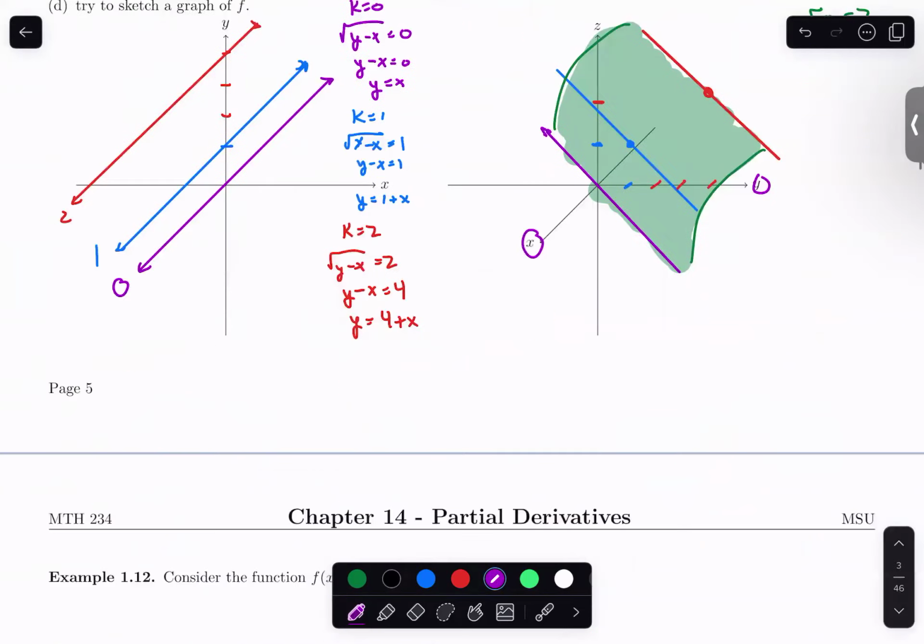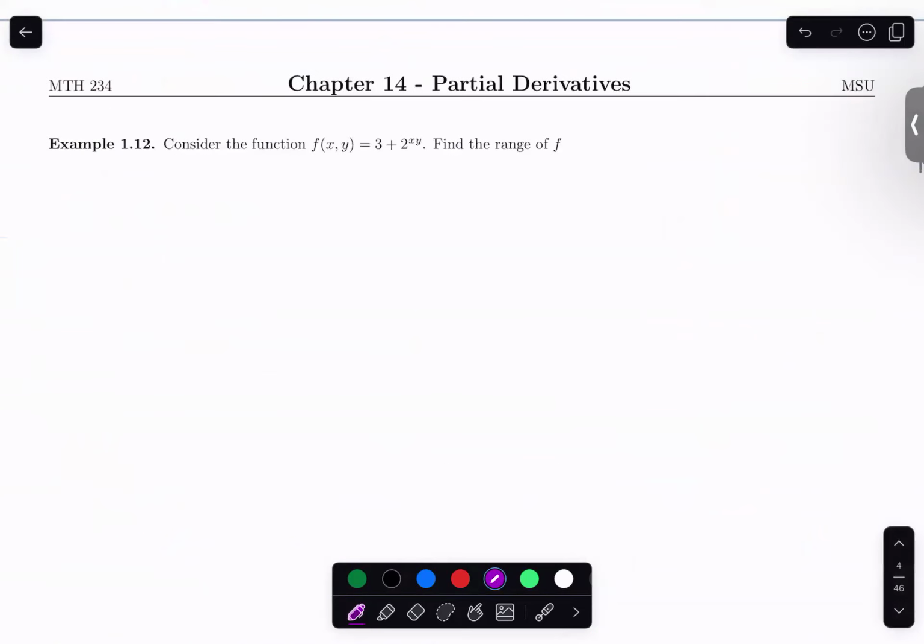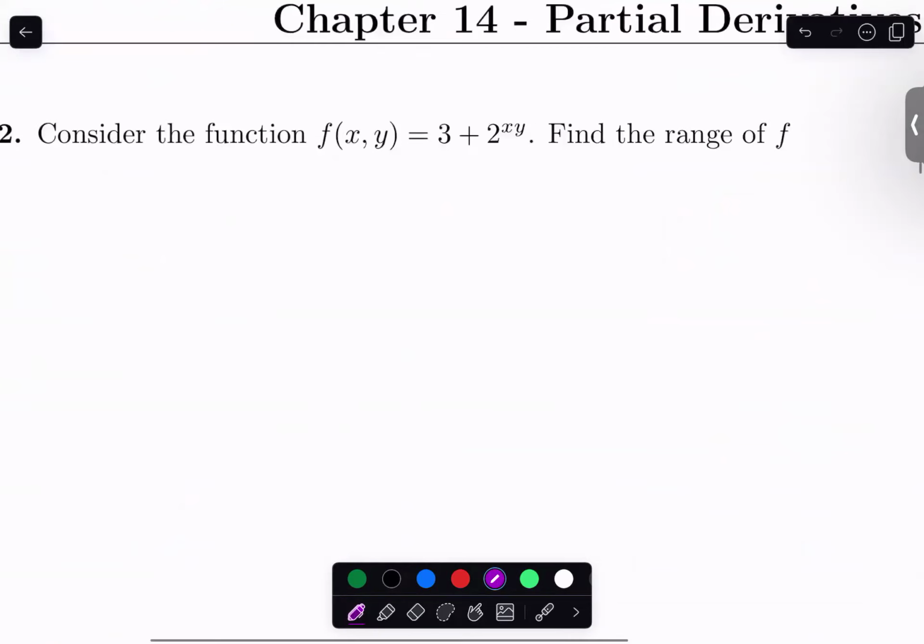All right, well, I'd like you guys to try, maybe for 60 seconds or so, and then see if you can figure out the range for this function here. And if you want a hint, you could maybe first try to find the range of just the 2 to the x times y bit, and then worry about the plus 3 later.